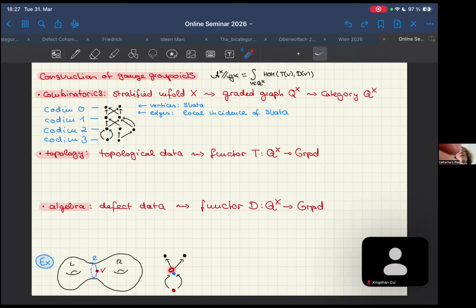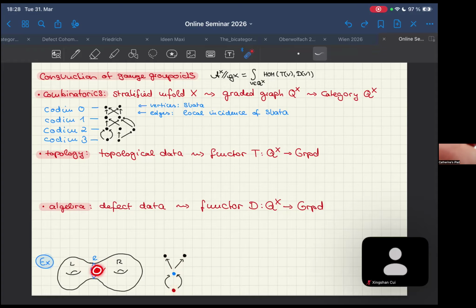So that's the edge, that's here. And this edge can be included into the right and into the left. So we have an arrow here and an arrow here. Then finally, we have a single codimension 2 stratum. That's the red dot here.